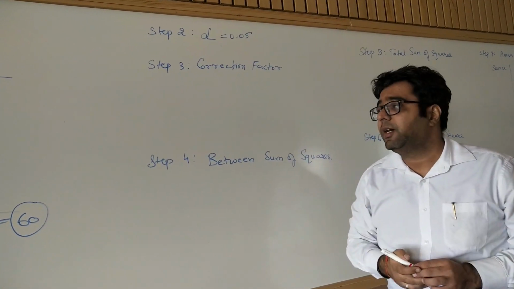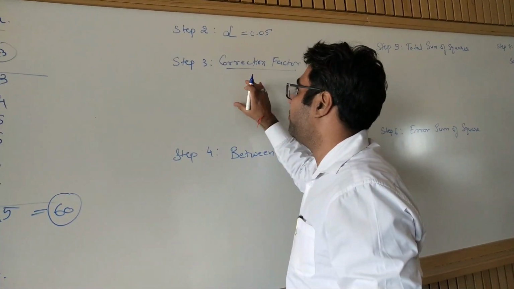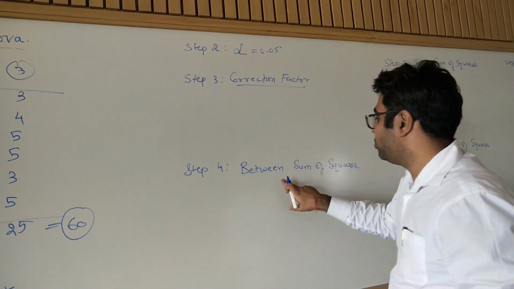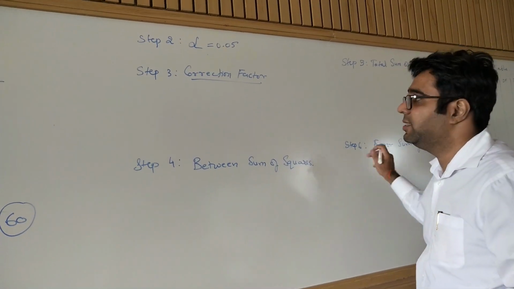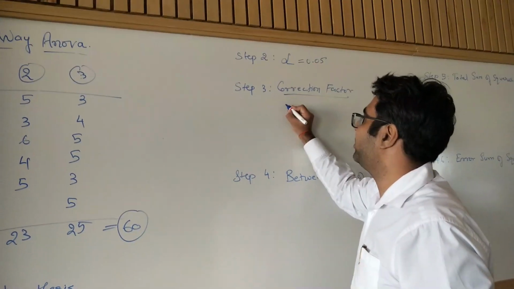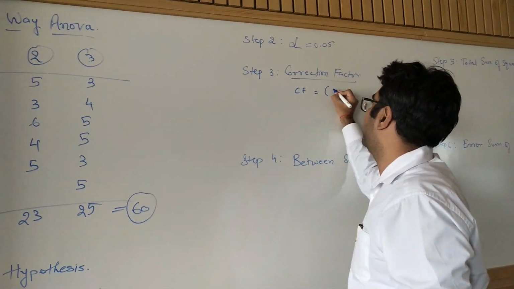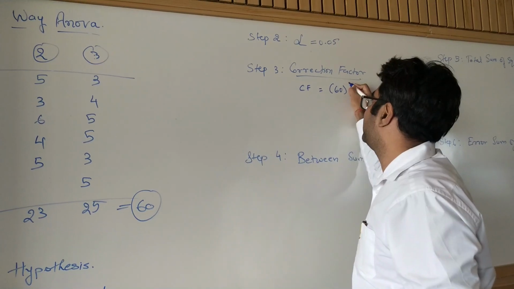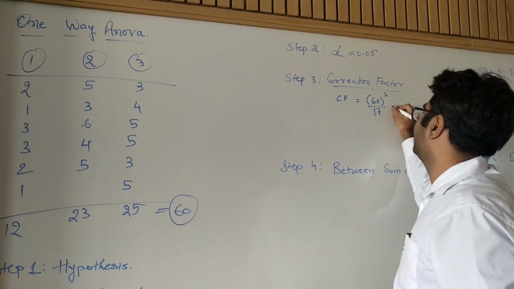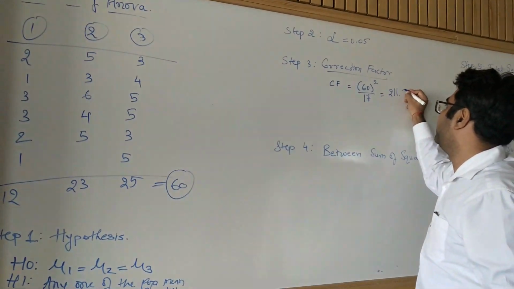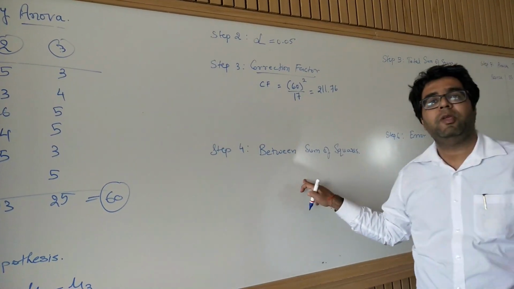Step 3 is the correction factor. The correction factor is the most important step, because when you find the correction factor, you need to subtract it from all of them, that is from BSS, from TSS and from ESS. So in the correction factor, we just need to remember that we have to do the grand total square, that is 60 square, divided by n, that is 17. So that is equal to 211.76.